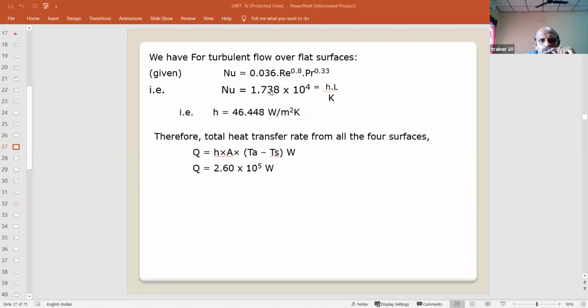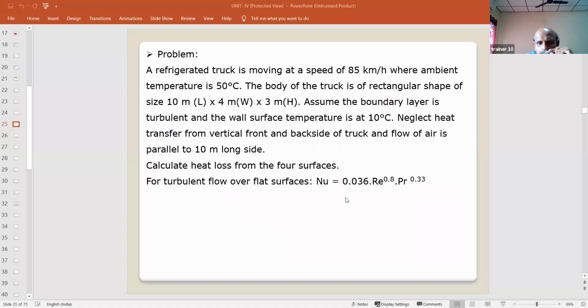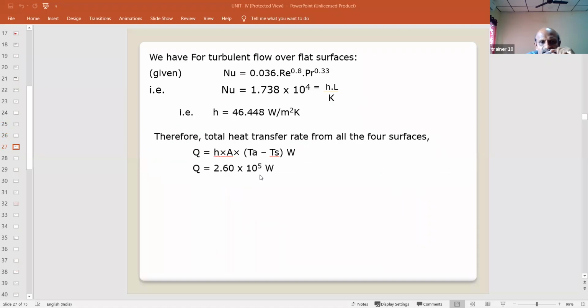Okay. Now use that formula that is given in the problem. You can use that directly. Nu equal to this one. Now substitute all those values and we know that Nu equal to hL by k. So from this we can get h.